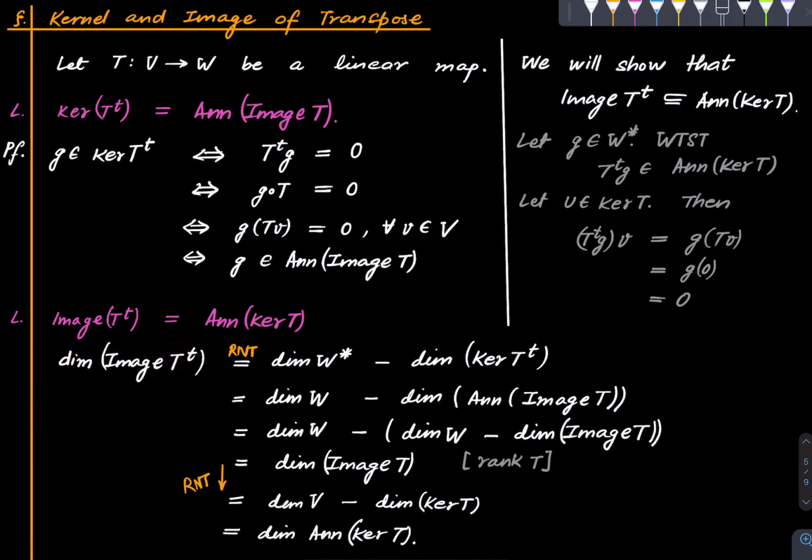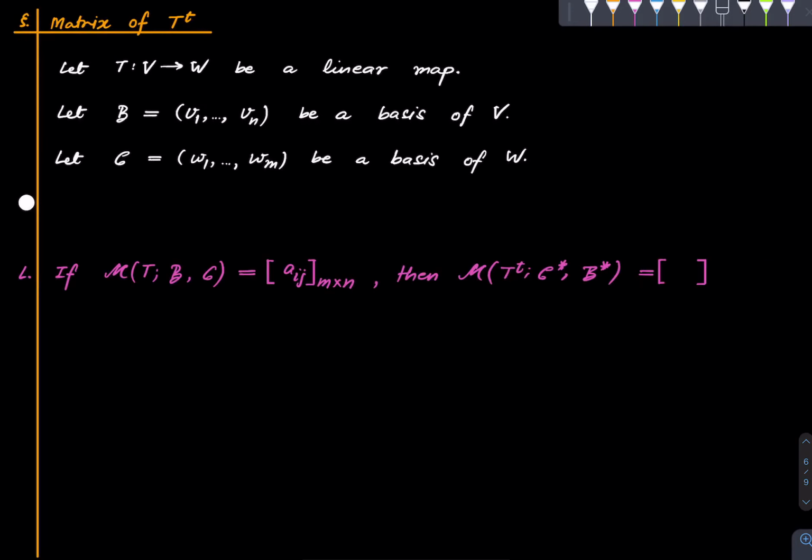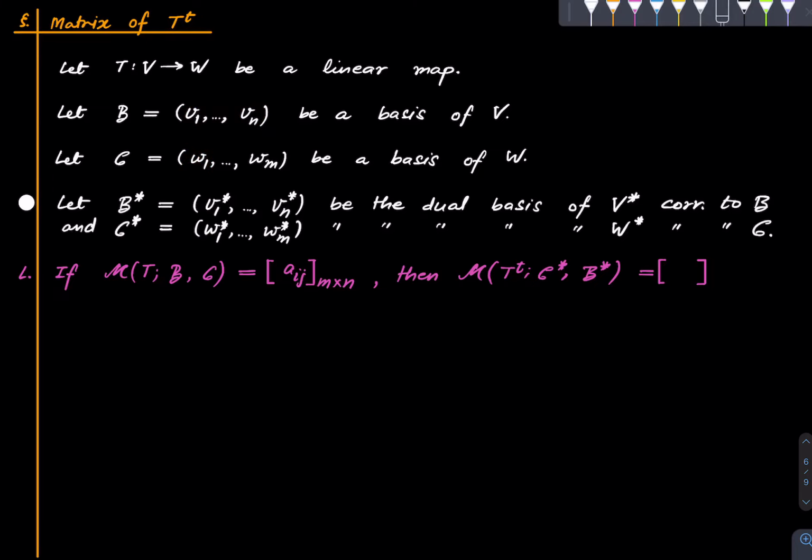So in particular, it is important to know that the rank of the transpose is the same as the rank of the original linear map. Okay, wonderful. And now here is something that I want to do very briefly, the matrix of the transpose. So suppose we have a linear map and we have two bases, B and C, of V and W respectively. The elements of B are written V1 up to Vn, and the elements of C are written W1 up to Wm. And let's say we have the dual bases.